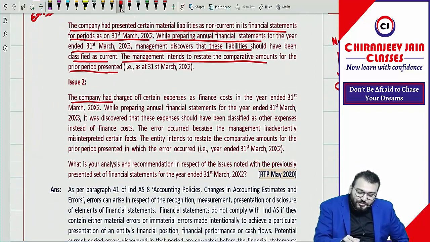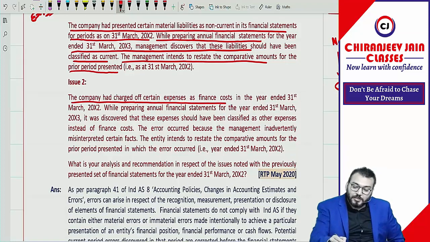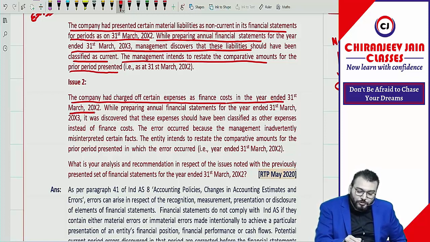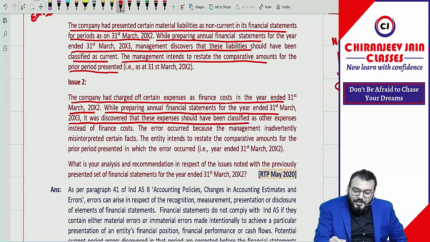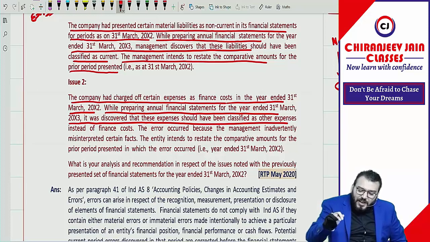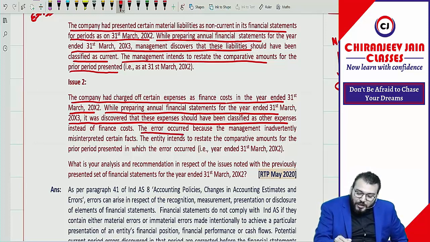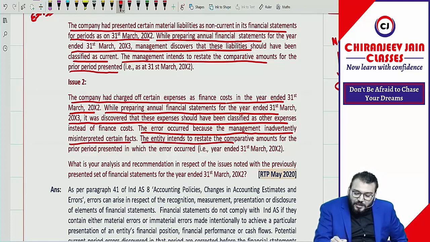The company had charged certain expenses as finance cost in the year ended 31st March 2002. While preparing the annual financial statement for the year ended 31st March 2003, it was discovered that these expenses should have been classified as other expenses. Some expenses were treated as finance cost, but actually they were other expenses. The error occurred because the management inadvertently misinterpreted certain facts. So this is also an error. The entity intends to restate the comparative amount for the prior period presented in which the error occurred.